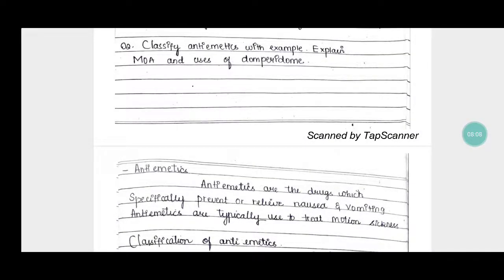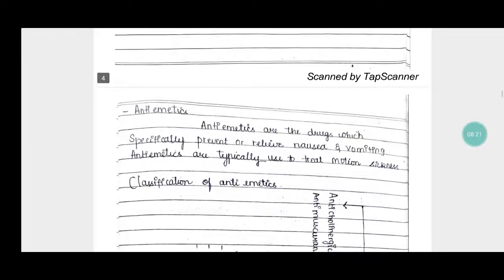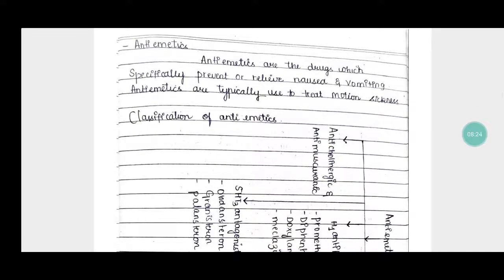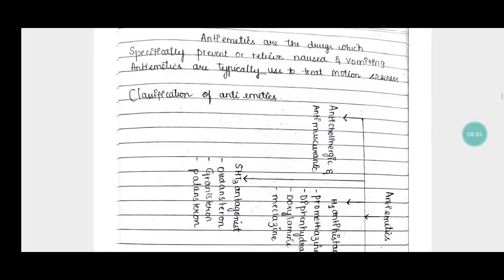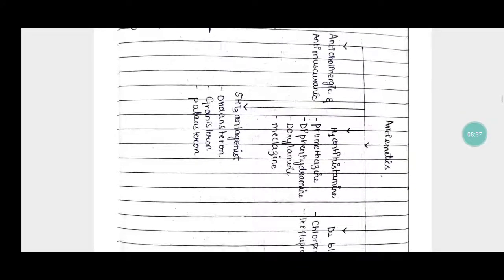So coming to the next question, that is question number 2: classify antiemetics with example and explain the mechanism of action and uses of domperidone. So what are antiemetics? Antiemetics are the drugs which specifically prevent or relieve nausea and vomiting. The antiemetics are typically used to treat motion sickness, and the classification for antiemetics is as follows.